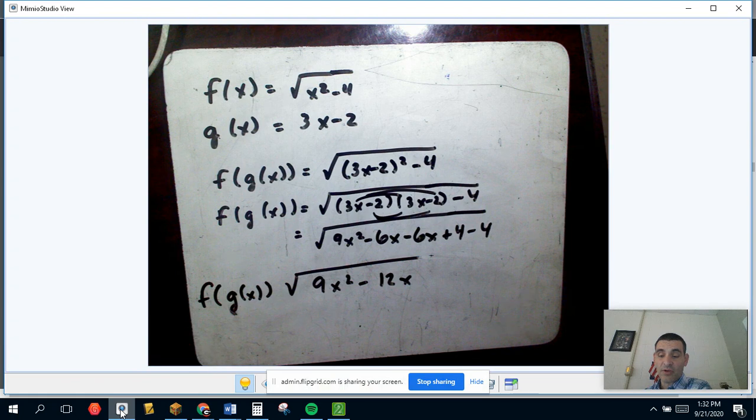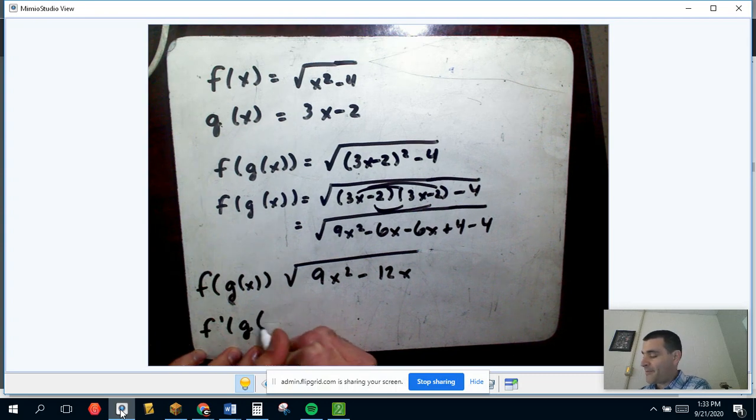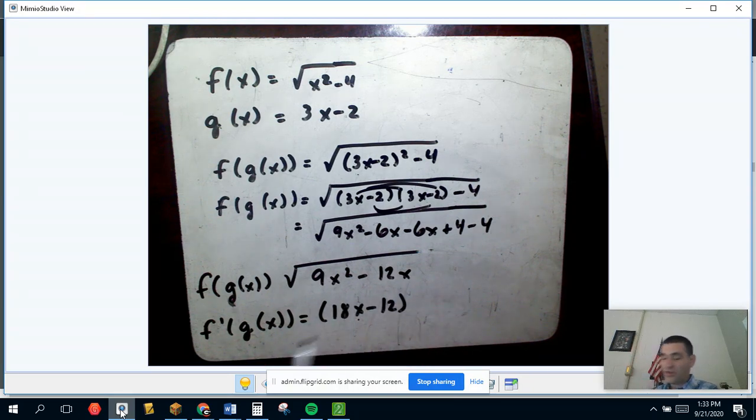Now I've got to use a chain rule anyway here. So I find the derivative of that. It's the derivative of the inside. Okay, so it's going to be 18x minus 12 times the derivative of something to the 1/2 power. The derivative of something to the 1/2 power is 1/2 times x to the negative 1/2 power.